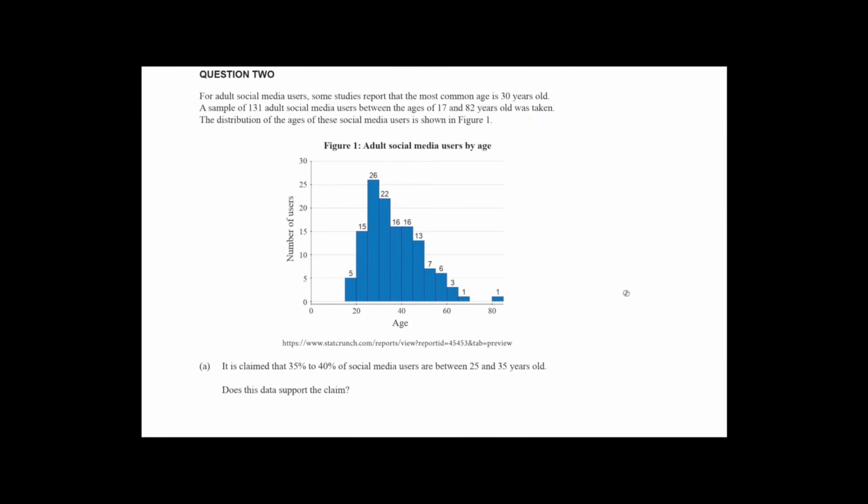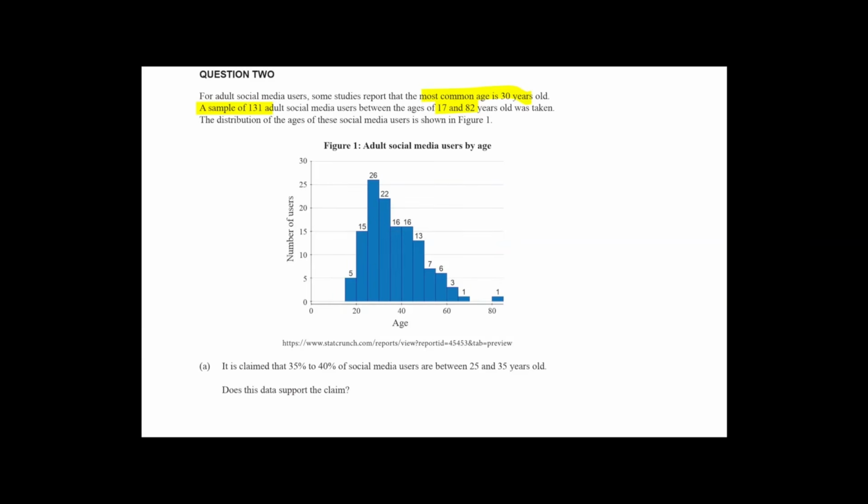On to question 2. For adult social media users, some users report the most common age is 30 years old. They sample 131. So the most common age is 30. Sounds like a triangle coming up. They sample 131 between the ages of 17 and 82 was taken. And then we show in this, it looks like it's 5-year lots with the frequency up here.